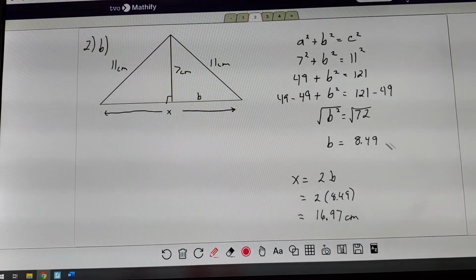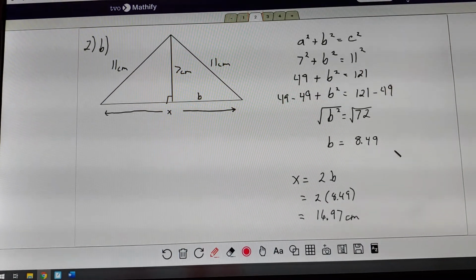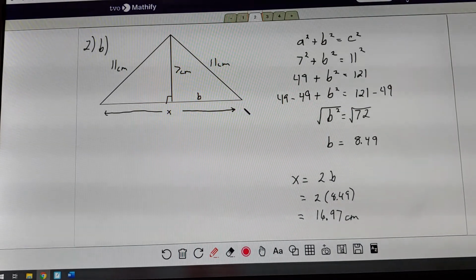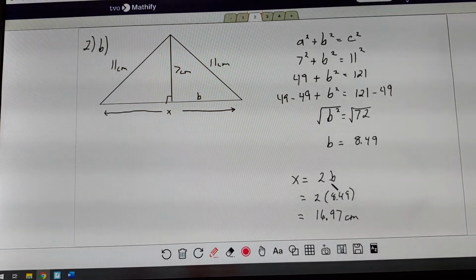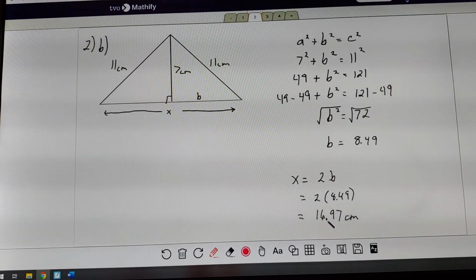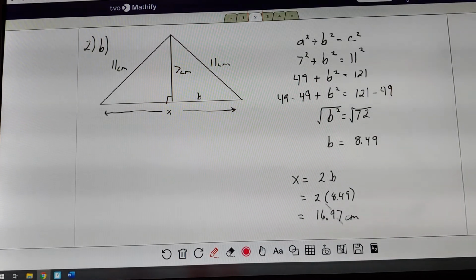And this would be one of the multiple choice answers, but remember what you were asked. They didn't want just this little piece here. They wanted the whole length. So X is going to be 2 times B. So 2 times 8.49, and X is 16.97.